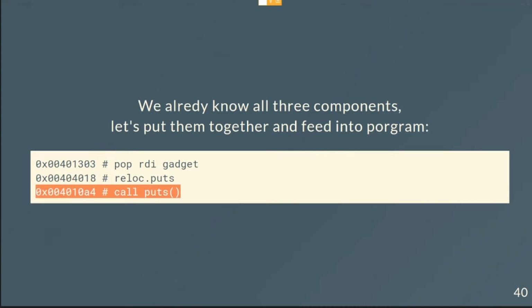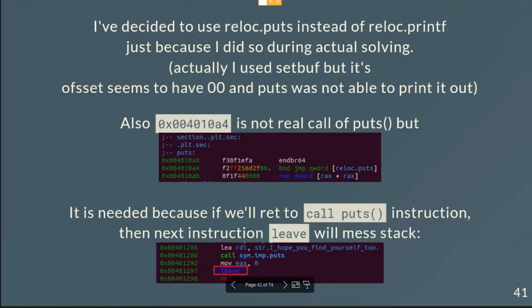You can call printf or puts. I decided to use the relocation of puts instead of printf just because I did so during the actual solving. But to be honest, I tried setbuf at the beginning. I failed because the setbuf offset has 0, 0, and puts cannot print everything. So we will use puts.